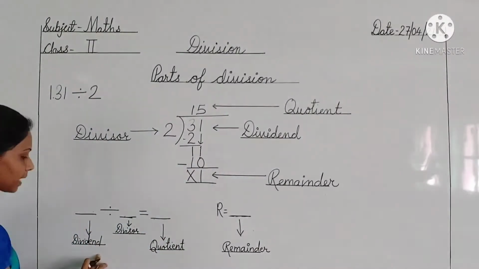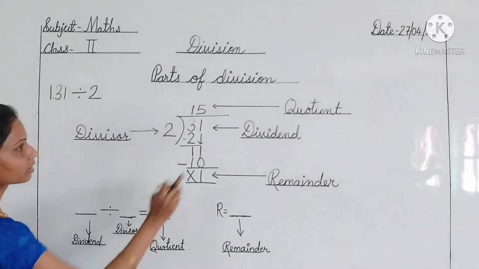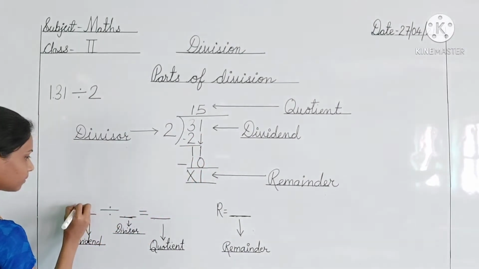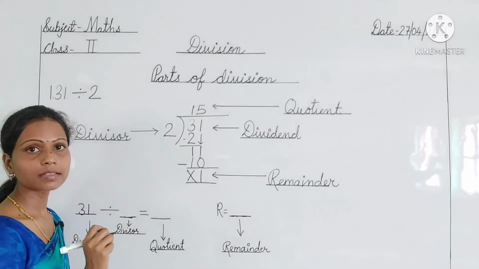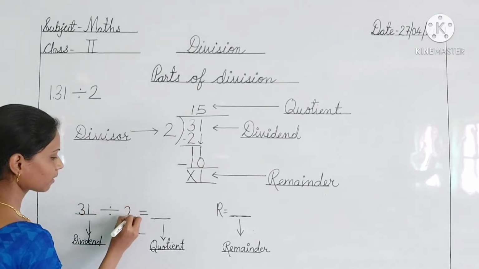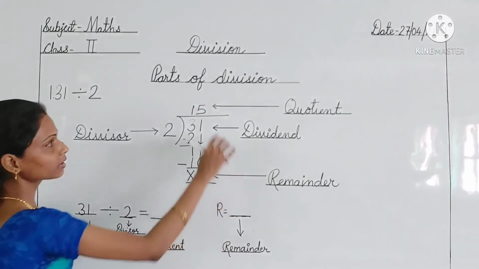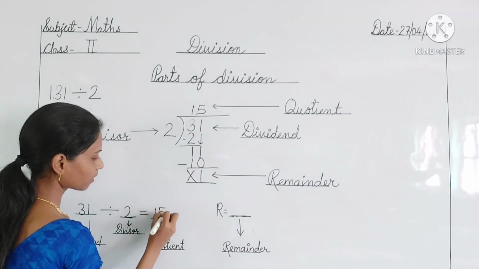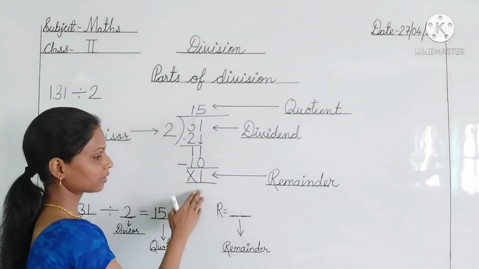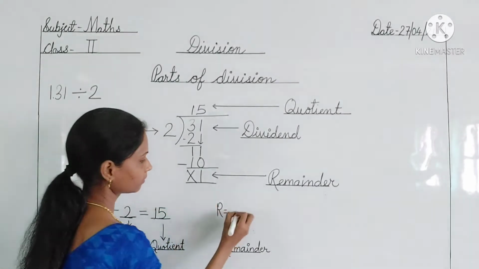What will we write in the place of dividend? We will write 31 divided by the divisor, which is 2. Now what is the quotient we have got here? That is 15. And the remainder we have got here is 1.